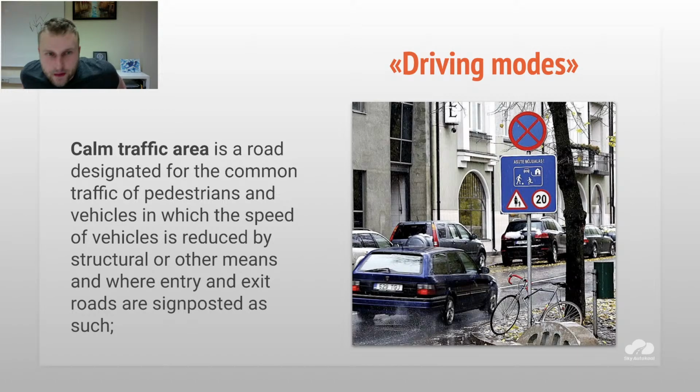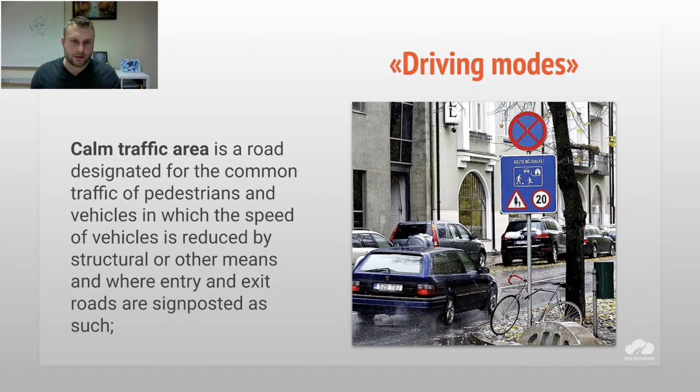So, a calm traffic area is a road designed for common traffic of pedestrians. So pedestrians mostly have priority in this area. Kids can play on the road. Old people also can walk on the road, and you cannot disturb them basically. So you have to wait until they pass. You have to give them way until they pass, and so on.